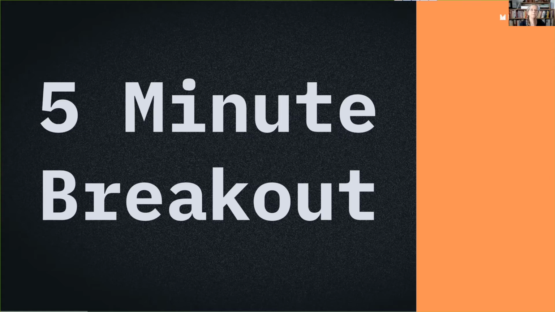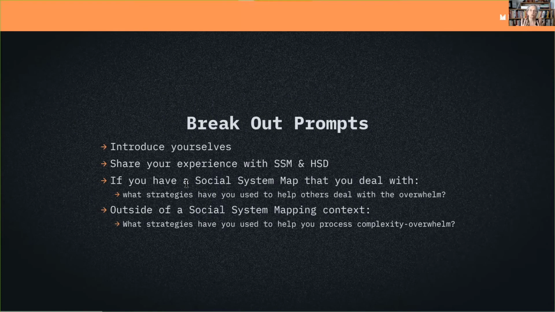For our five-minute breakout, I'd like you to introduce yourselves again with the networks you're interested in and your experience, so that everybody has a sense of where each other is at. The request is that the more experienced people help the less experienced people feel comfortable with not always having everything make sense in their heads right away. If you have time, and you have a social system map you deal with, what strategies have you used to help others deal with that overwhelm? Or outside of a social system mapping context, what strategies have you used to process your own complexity overwhelm? So, five minutes, and you'll get a 30-second warning before the end.